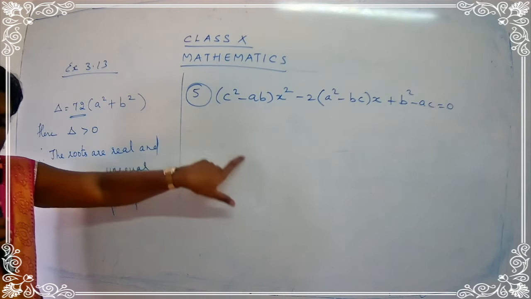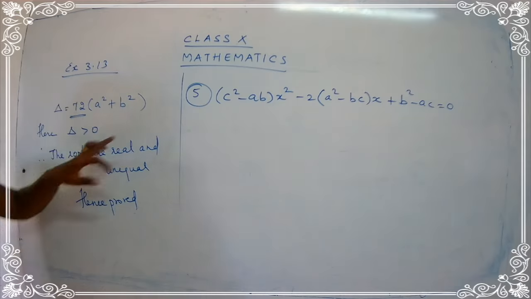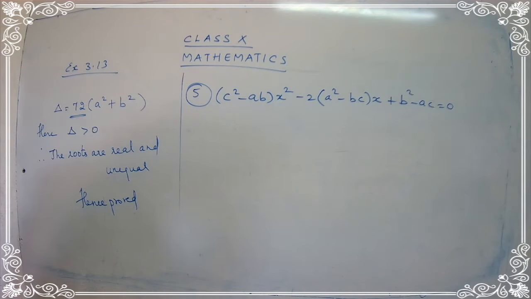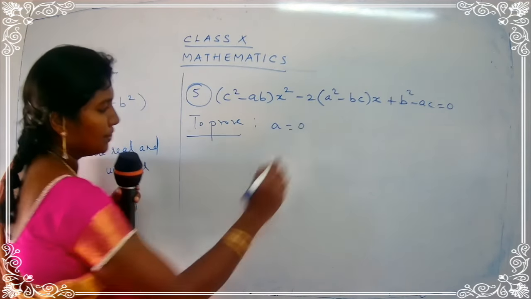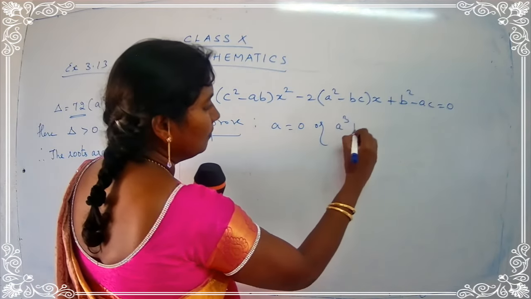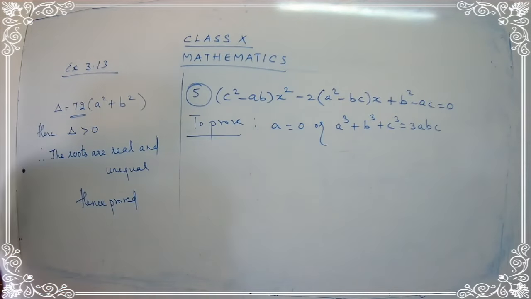That means what is the value for delta, children? Real and equal means the value for delta is equal to 0. So we are going to take the value for delta as 0. If the roots are real and equal, then you have to prove that either a is equal to 0 or a cube plus b cube plus c cube is equal to 3abc. So this is what we have to prove.